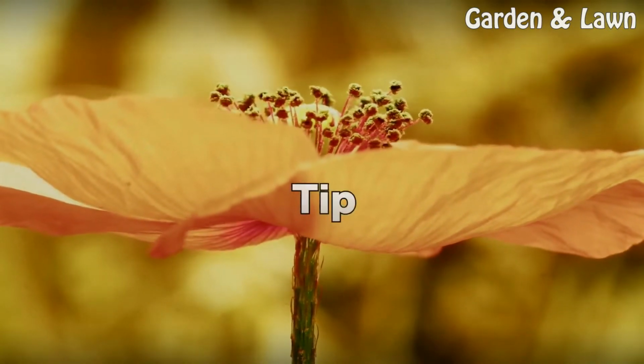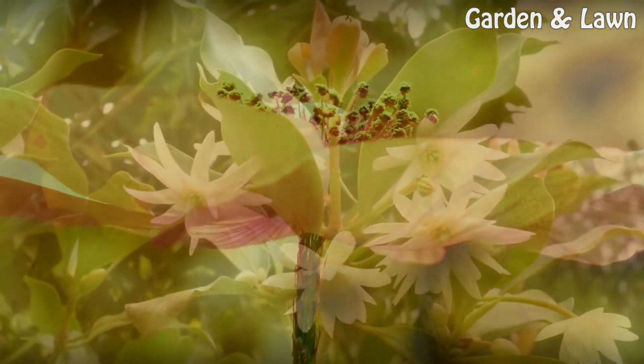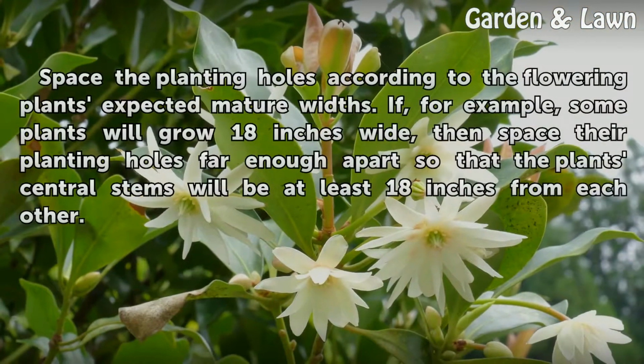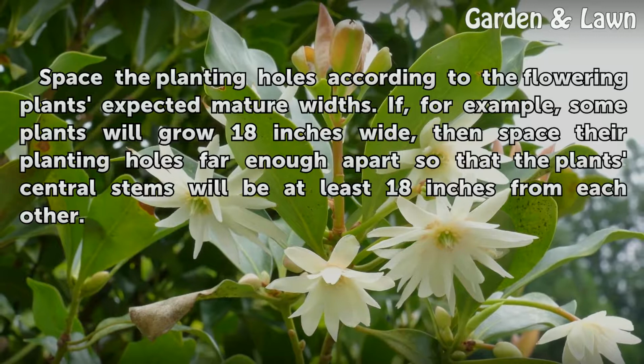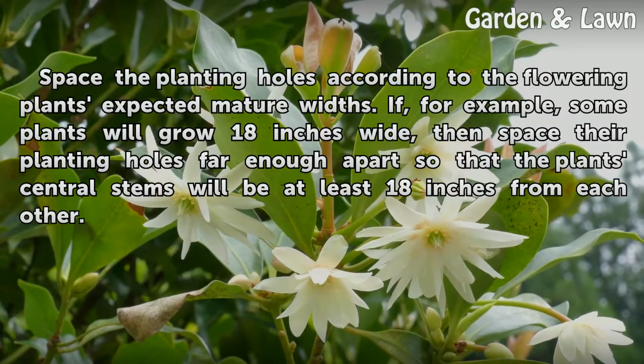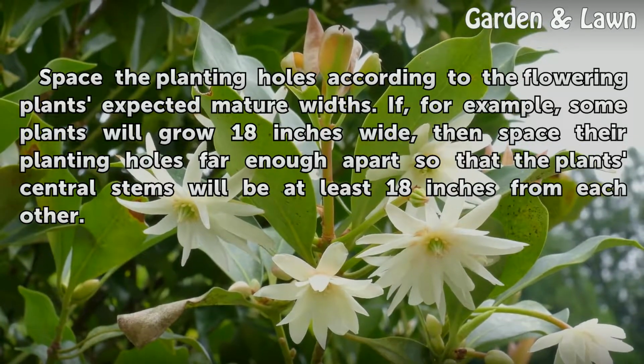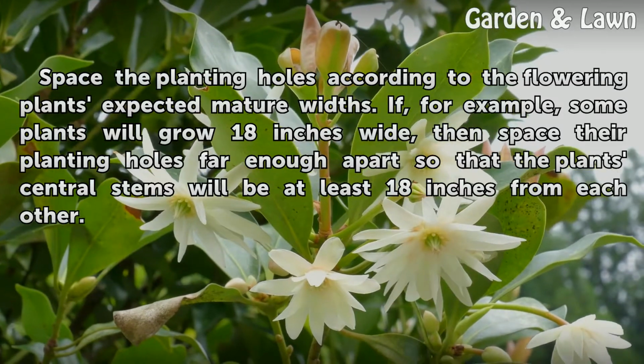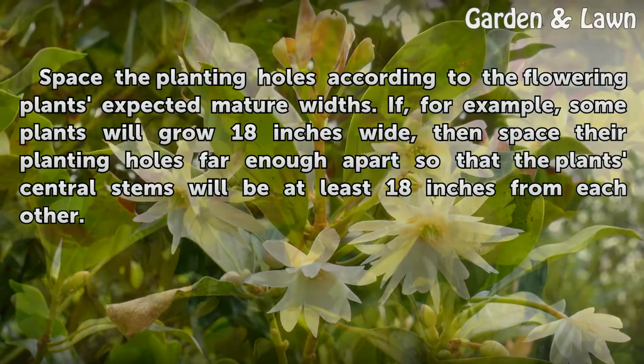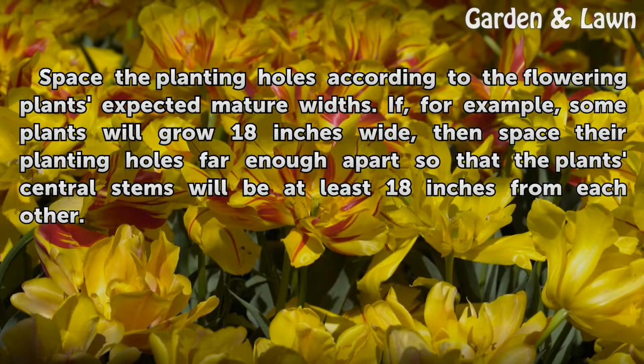Tip: space the planting holes according to the flowering plants' expected mature widths. If, for example, some plants will grow 18 inches wide, then space their planting holes far enough apart so that the plants' central stems will be at least 18 inches from each other.